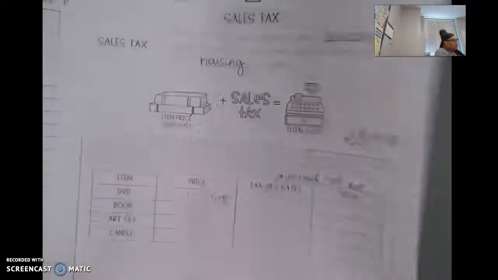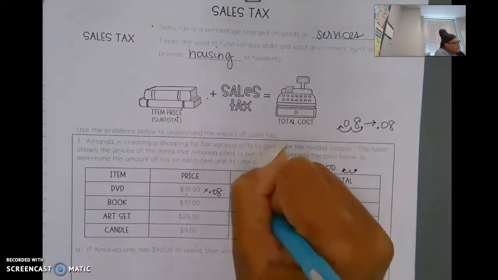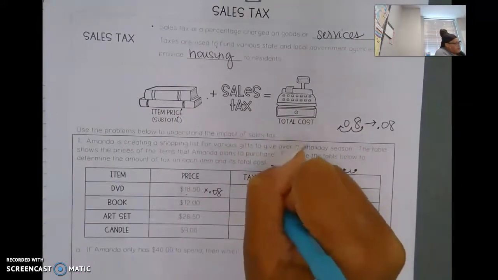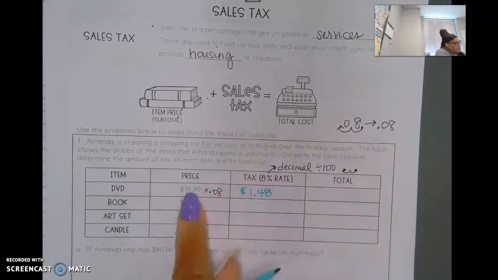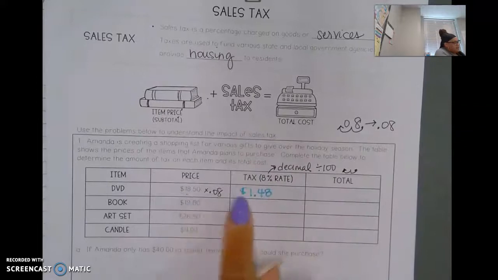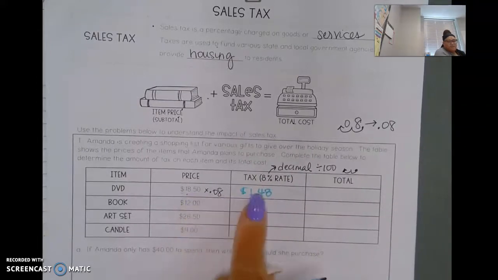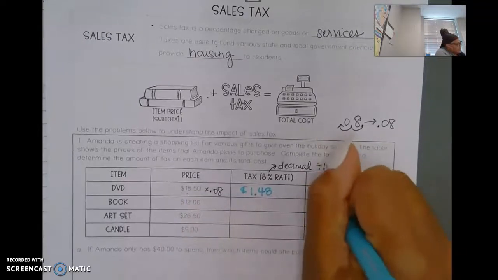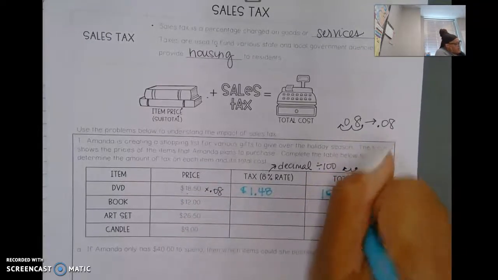So I would come here to my taxes and say my tax is $1.48, and then I would add that. So $18.50 plus $1.48, 18 plus 1 is 19, and 50 cents plus 48 cents ends up being $19.98.